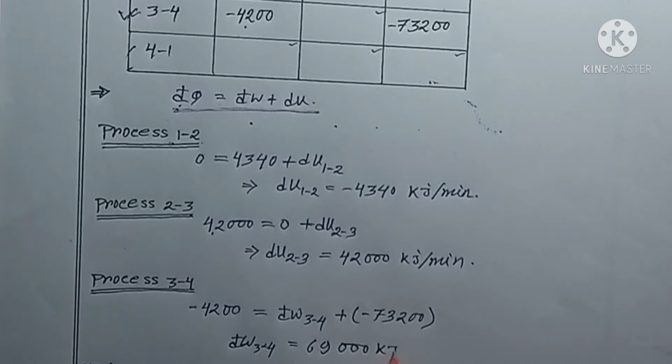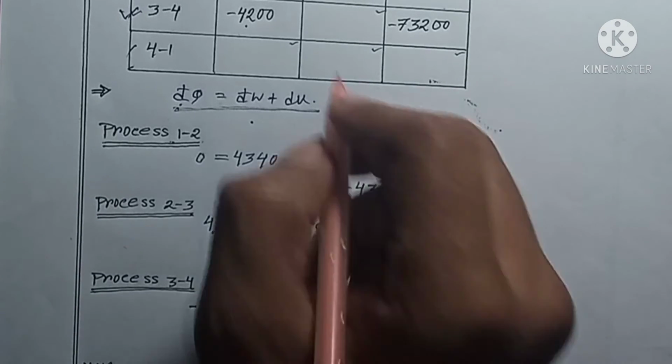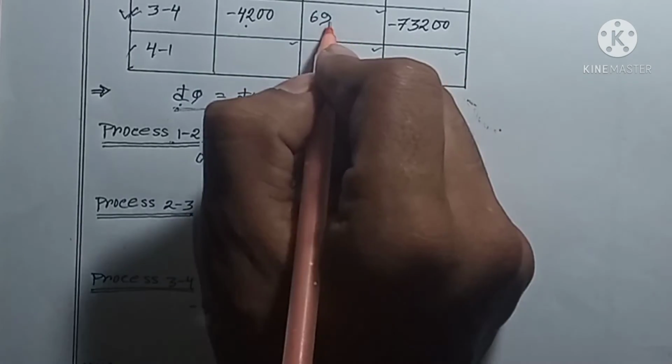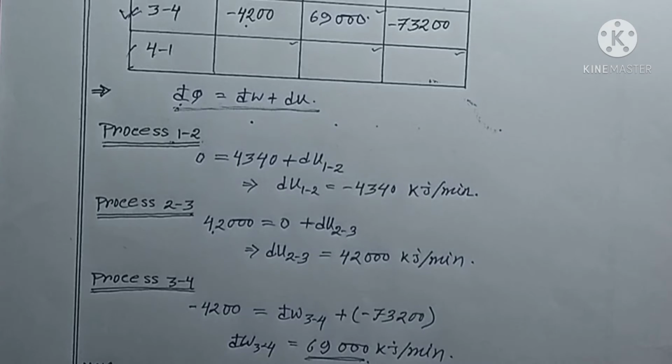69000 kilojoule per minute. Okay, you just take it from this side to this side and you will get this answer. Okay, fill this value here, 69000. Okay, up to now it's clear.